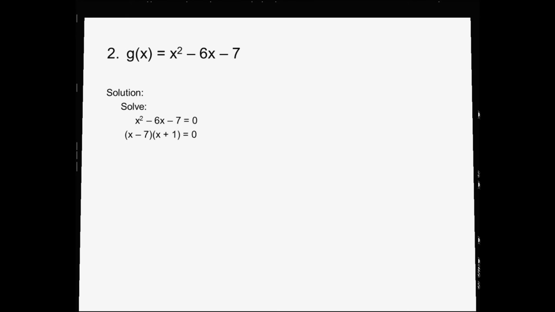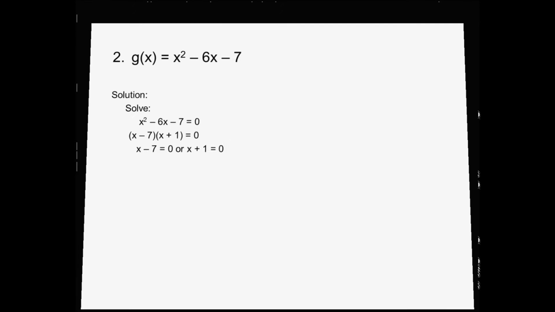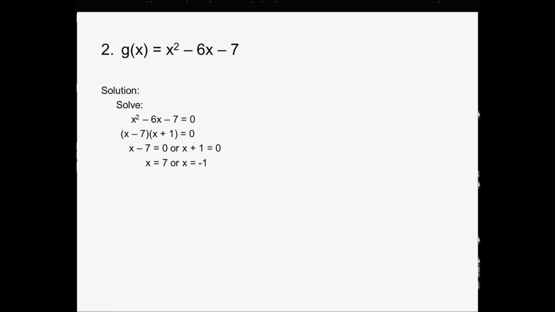Set each factor equal to 0. x minus 7 equals 0 or x plus 1 equals 0. I get 7 or negative 1. My zeros are 7 and negative 1. Okay, remember, the zeros are numbers. It's the x-intercepts that are ordered pairs. Remember, finding the zeros, finding the x-intercepts, it's the same procedure.